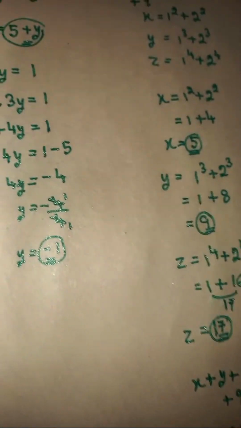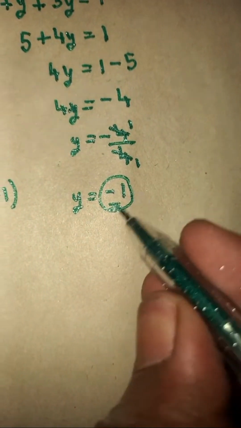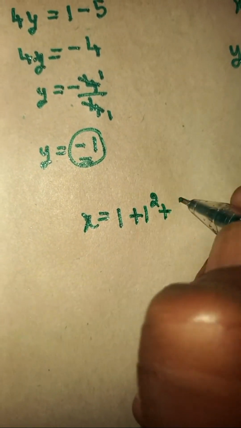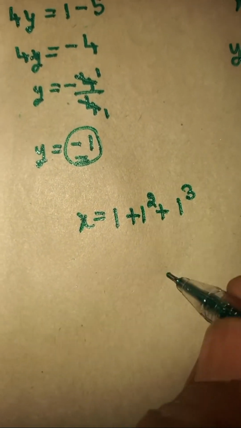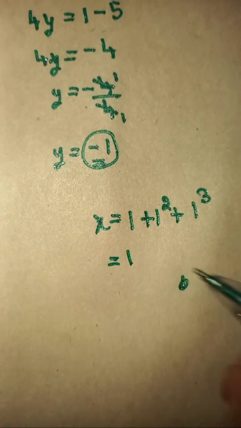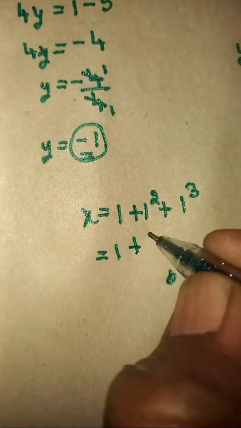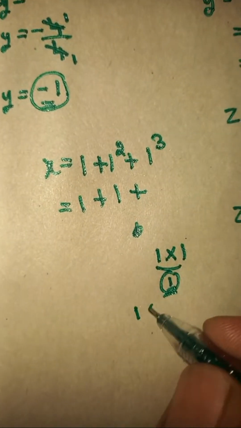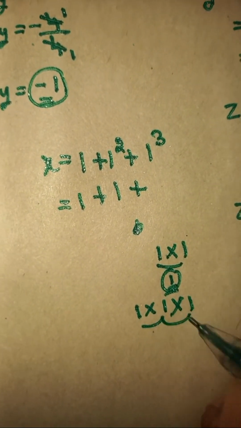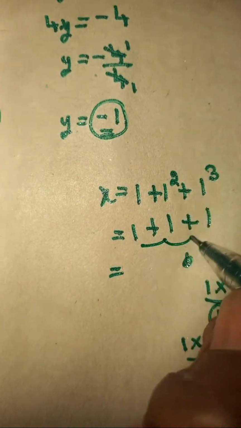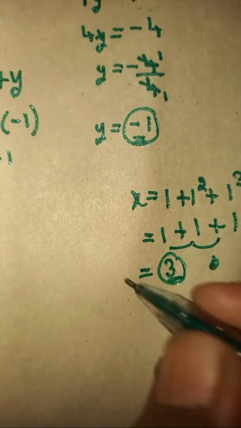Let's find even more values. Take this one. That is x equal to 1 plus 1 square plus 1 cube. Now also the same thing. 1 remains as 1. 1 square means 1 times 1, that also remains as 1. And 1 cube is 1 times 1 times 1, after all that also remains as 1. So 1 plus 1 plus 1 becomes 3. That is the x value.